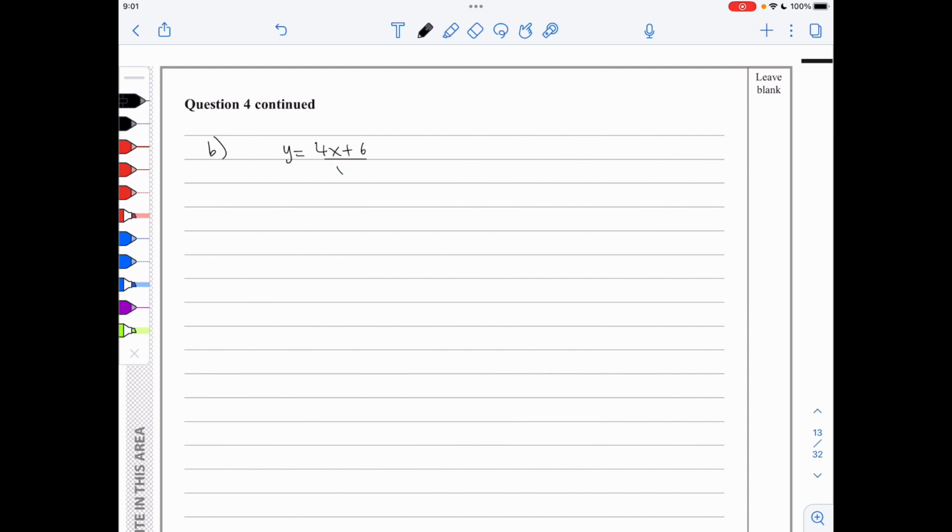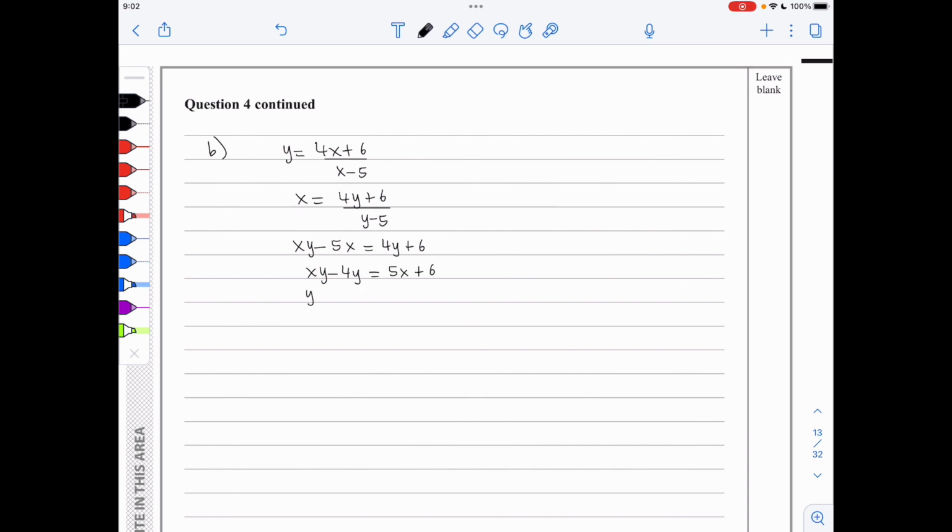We interchange x and y, which leads to x is (4y plus 6) over (y minus 5). We can cross multiply to get that xy minus 5x is equal to 4y plus 6. So I will collect all the y's on the left. So xy minus 4y is equal to 5x plus 6.